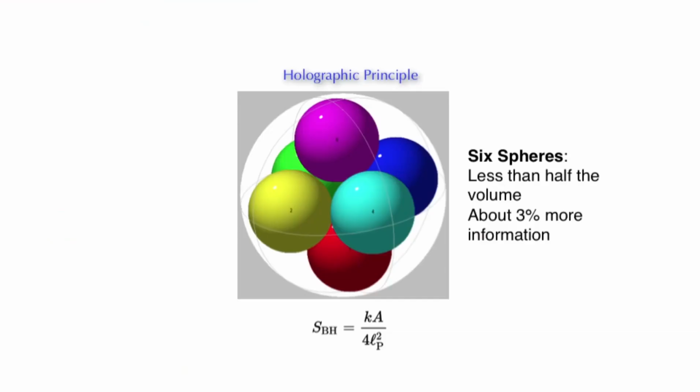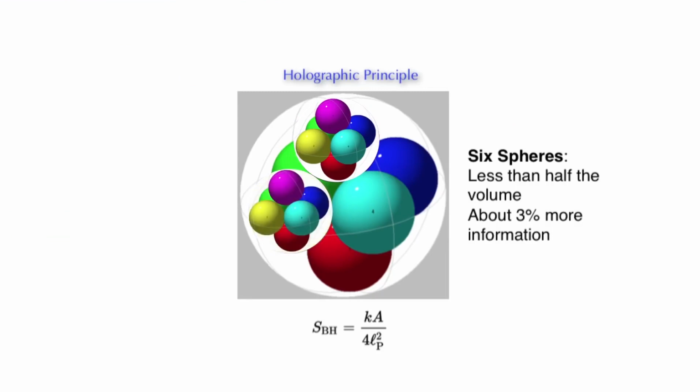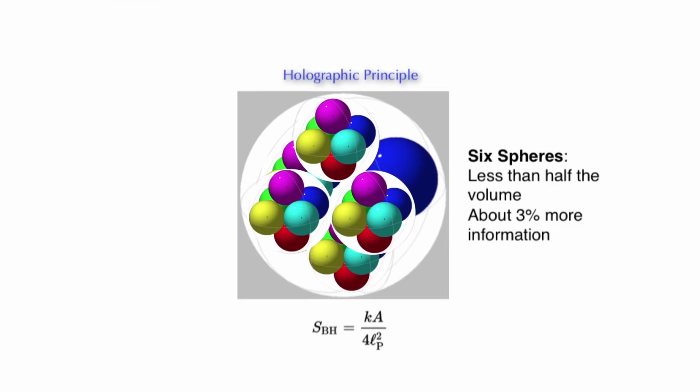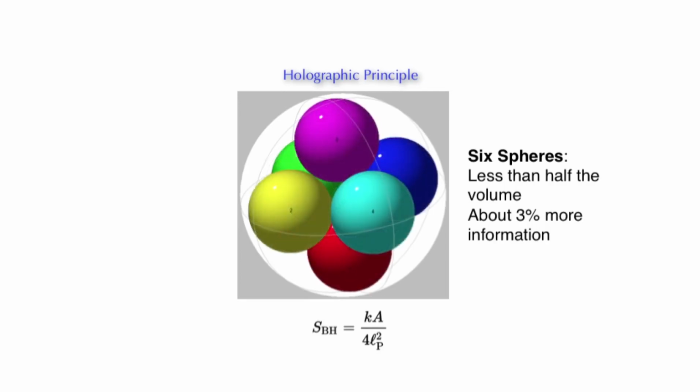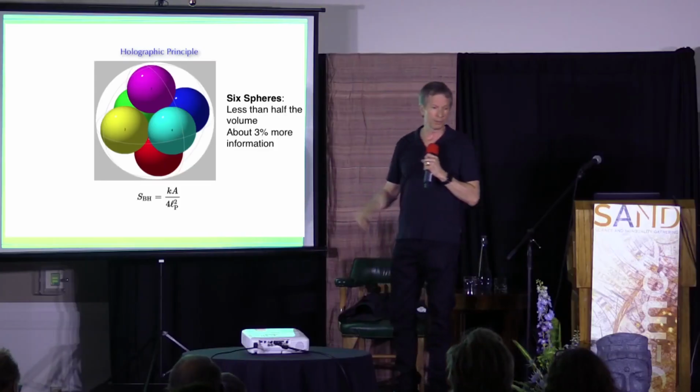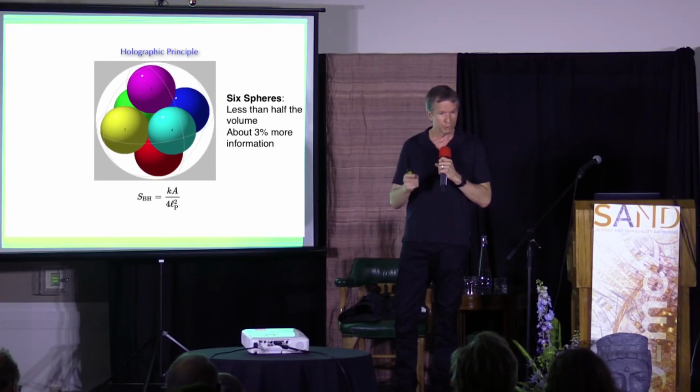Now, we can do this recursively. Take each one of these spheres, break it into 6, and keep doing it. Do it 20 times. Do it 30 times. After you've done it that many times, you can store a ton more information, billions of times more information, and the volume is essentially 0. That's the universe we live in.